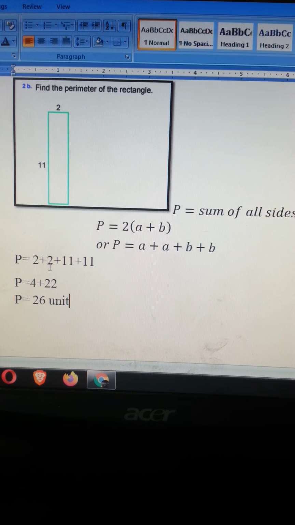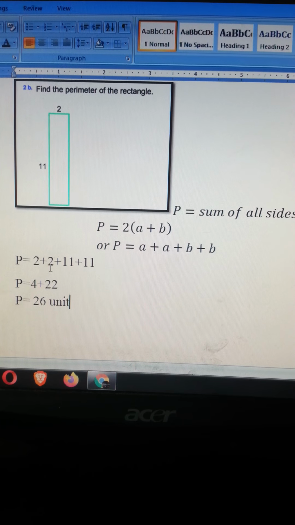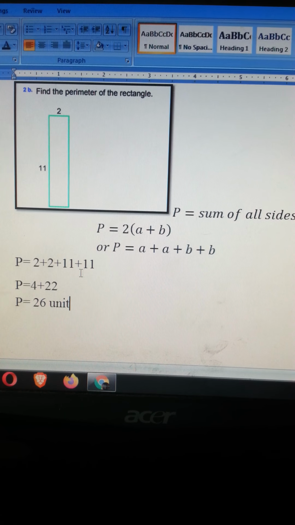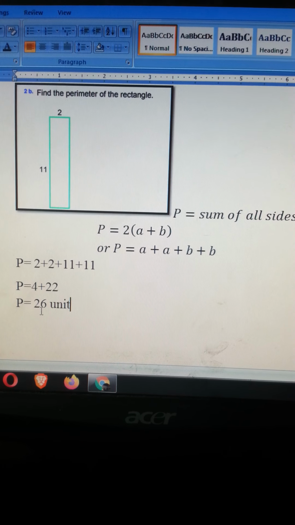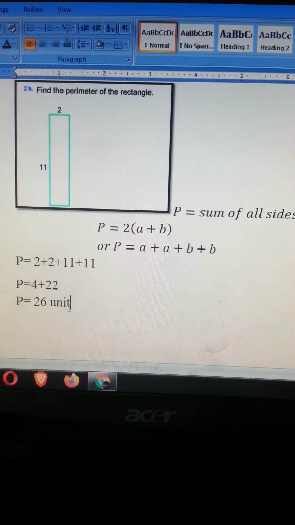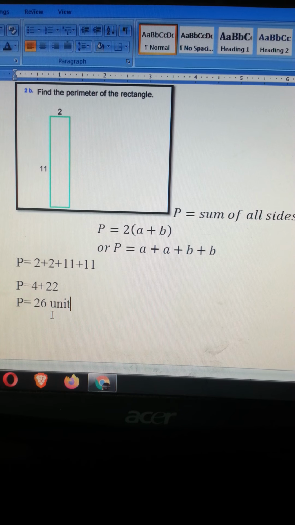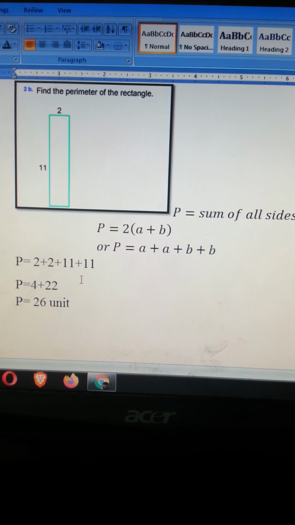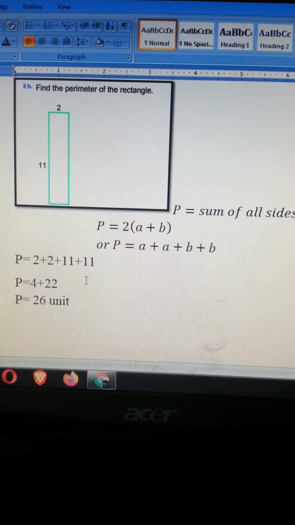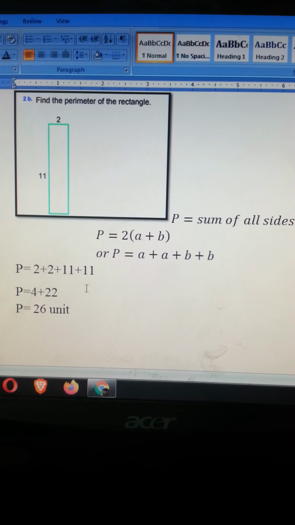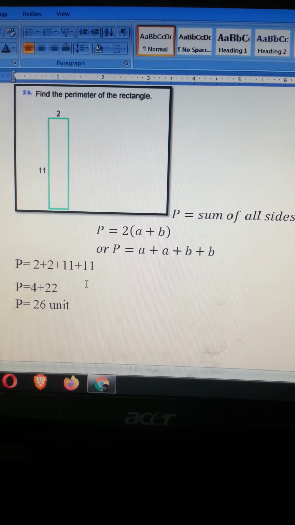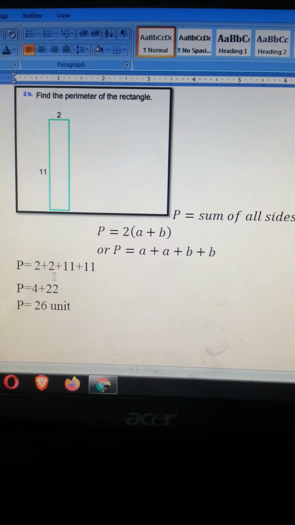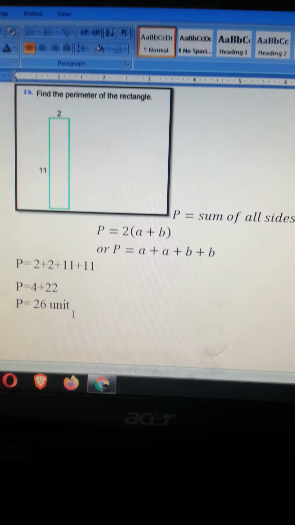Now you can see that I have just put all the values in the particular formula. So it is obviously a simple thing. So P is equal to 2 plus 2 plus 11 plus 11, and I got the answer of 26. This is the unit. It's a single unit over here. Why? Because we are just adding it. We are not multiplying it. When we multiply two things together, we have learned already in algebra that it will give you a square form, right? But we are adding over here, so the unit will remain single.